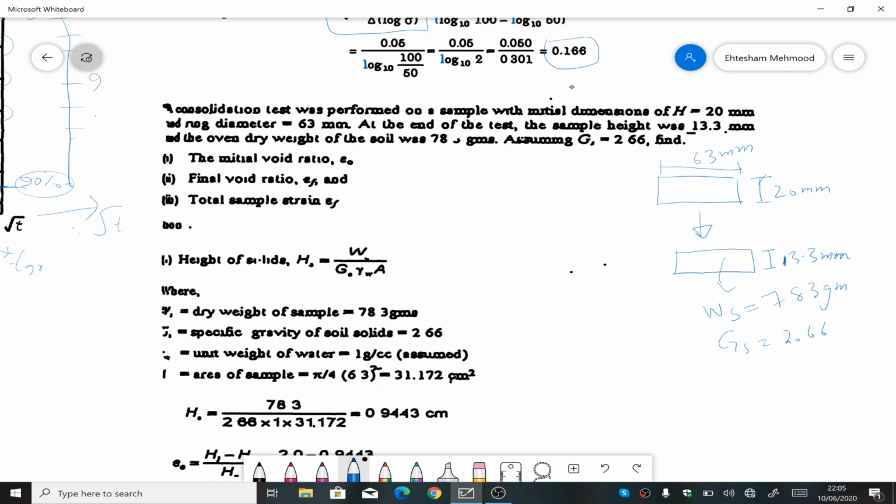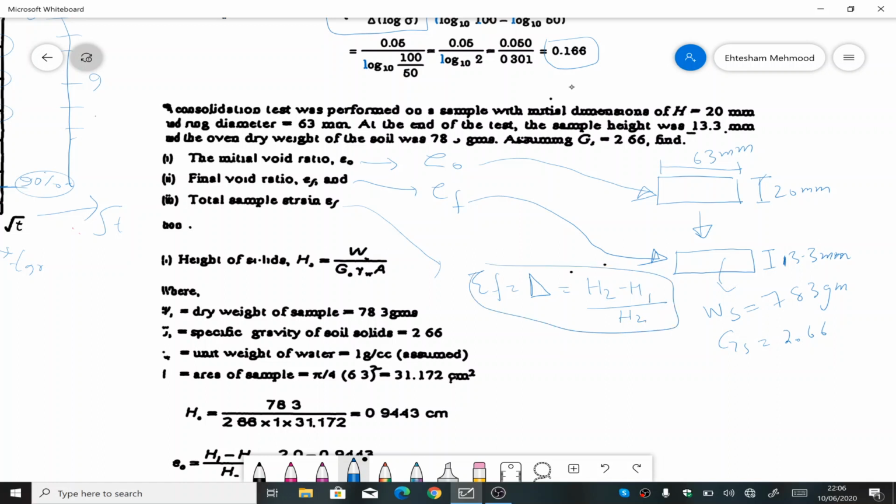So what data do we need to find out? We need to find out the initial void ratio e naught, relating to the initial condition here, and we need to find out ef, the final void ratio, relating to this second stage, and the total sample strain, which we can also represent by delta, and it should be equal to H1 minus H2 over the original height H1. So this is strain, which is easily found.